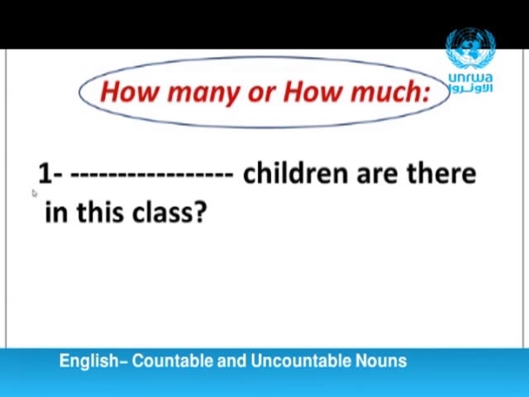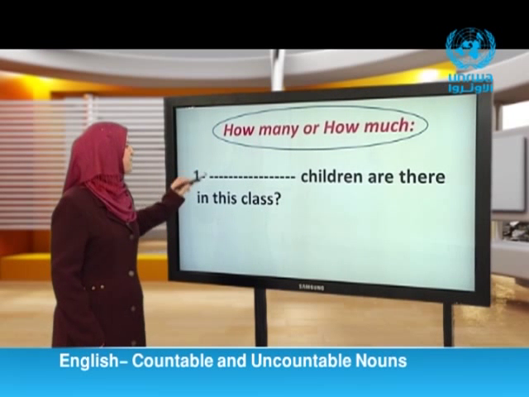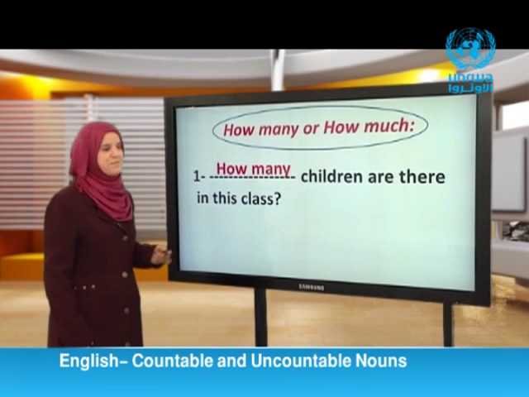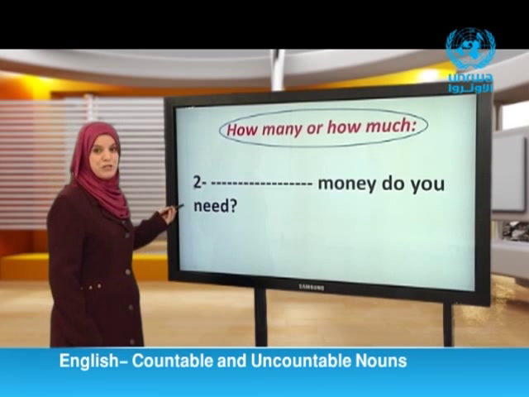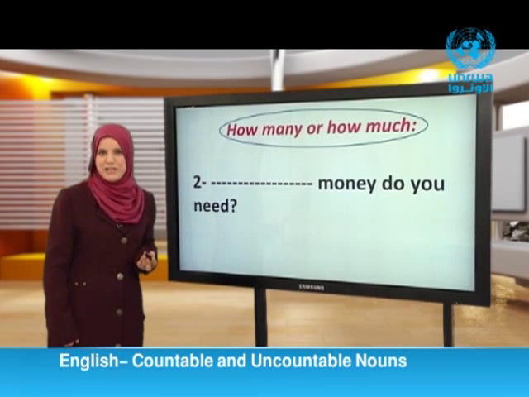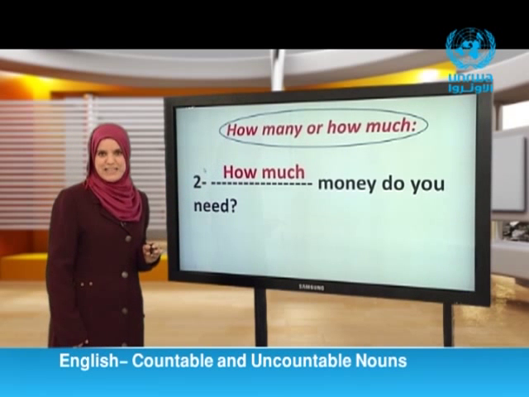Now let's practice. Choose how many or how much. Number 1. How many children are there in the class? Or how much children are there in the class? Good. How many? Children, the word children is countable. Number 2. How many money do you need? Or how much money do you need? Great. How much money do you need? Because money is an uncountable noun.